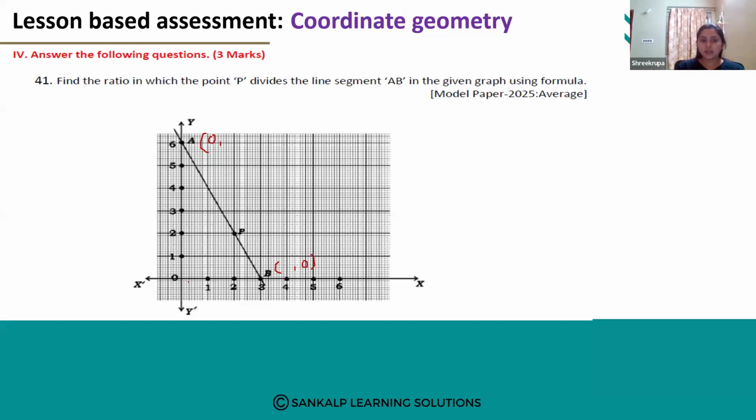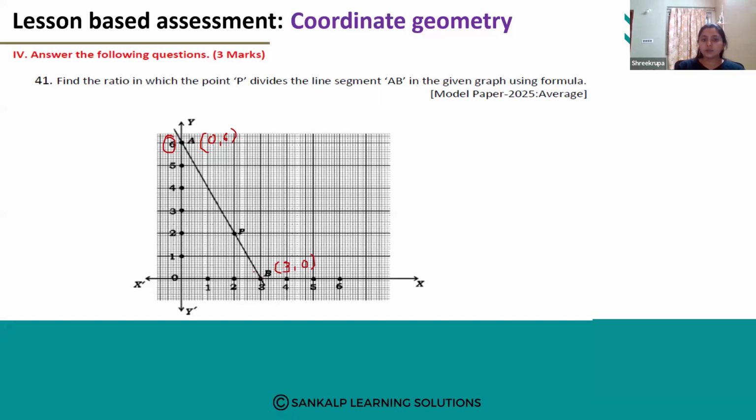Correct? Because if the point is on x-axis, then its y-coordinate will be 0 and x-coordinate will be some different value. Similarly, a point on y-axis has its x-coordinate value 0, and from this graph we can observe that the y-coordinate of point A is 6. So its y-coordinate is 6. And for point B, its x-coordinate is 3.